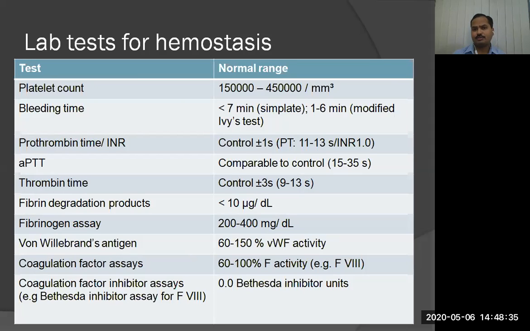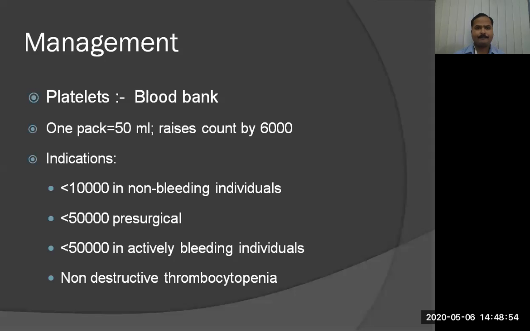Now, lab tests to see hemostasis may be platelet count, bleeding time, as I said, prothrombin time, INR, APTT, thrombin time, fibrin degradation products, fibrinogen assays, von Willebrand's antigen analysis, coagulation factor assays, coagulation factor inhibitor assays. These all can be done.